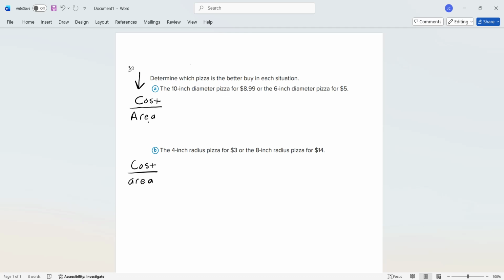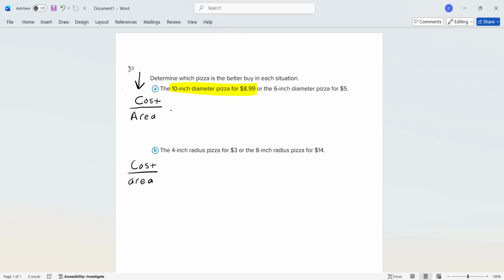The equation that we're going to use to help us solve is here on the left. It's going to be our cost divided by our area, because we need to figure out what's the better buy, and we need to figure out our cost per square inch. So first, I'm going to start out with our problem, which says the 10-inch diameter pizza for $8.99, or the 6-inch diameter pizza for $5. I'm going to start off with this part of my problem first: the 10-inch diameter pizza for $8.99.